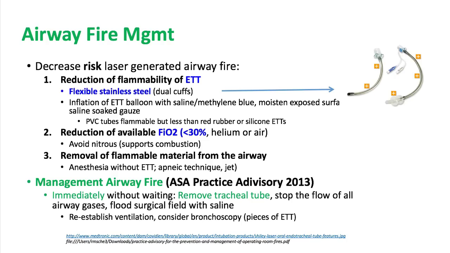Management of an airway fire, which is really what the keyword was based around. If we follow the ASA practice advisory from 2013, if an airway fire occurs and the tube is in place, you see smoke and fire coming out of the airway, immediately without waiting, get that tube out, pull it, stop the flow of all airway gases, flood the surgical field next with saline, and reestablish ventilation with a mask. Tube them, and consider bronchoscopy if pieces of endotracheal tube might be stuck in the airway. But the take-home point, first step, remove the tracheal tube.